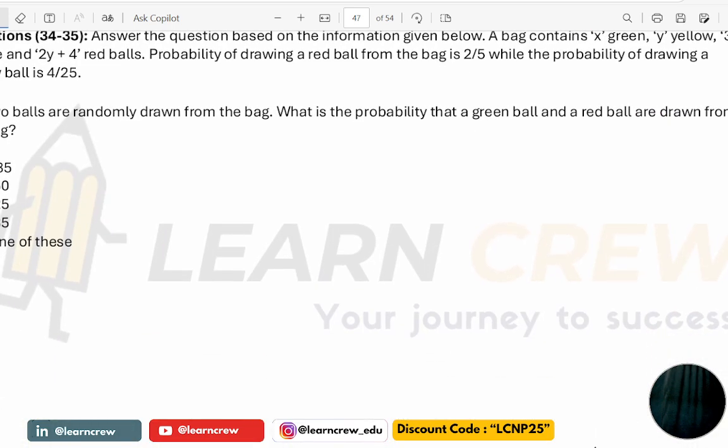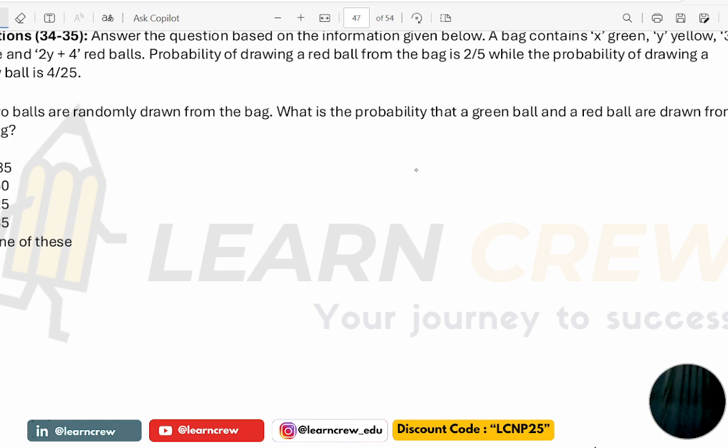34 and 35. A bag contains x green, y yellow, 3x minus 6 blue, and 2y plus 4 red balls. The probability of drawing a red ball from the bag is 2 by 5, while the probability of drawing a yellow ball is 4 by 25. Two balls are drawn randomly from the bag. What is the probability that a green ball and a red ball are drawn from the bag?